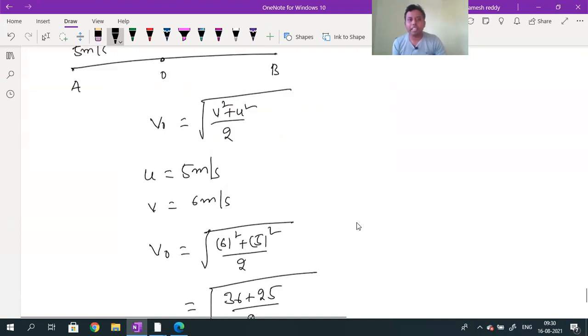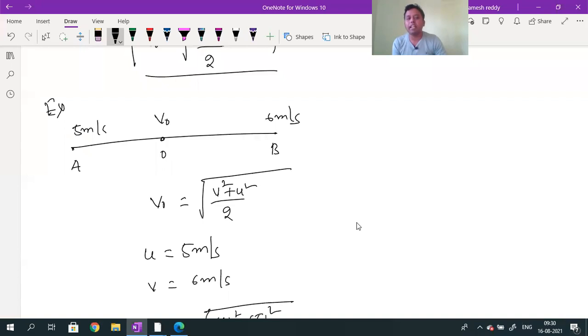This is one example problem. Let us consider a body moving with a uniform acceleration, crossing a point A with a velocity of 5 meters per second, and crossing the point B with a velocity of 6 meters per second. What I want to calculate is the velocity of the body at the midpoint.